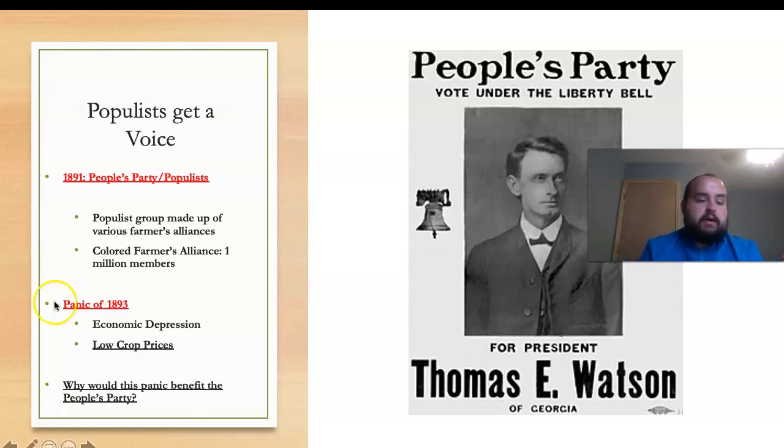The Populists also benefited from the Panic of 1893. In 1893, there was a great economic depression, and there were low crop prices all across the country. Now, obviously, that sounds pretty terrible, right? So why, in the name of all that is holy, would this Panic of 1893 be a good thing for the People's Party?